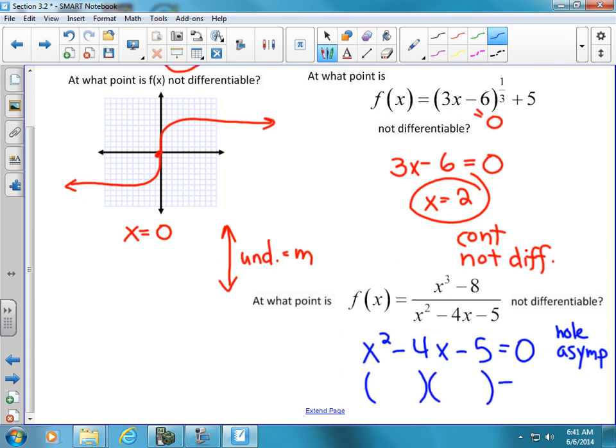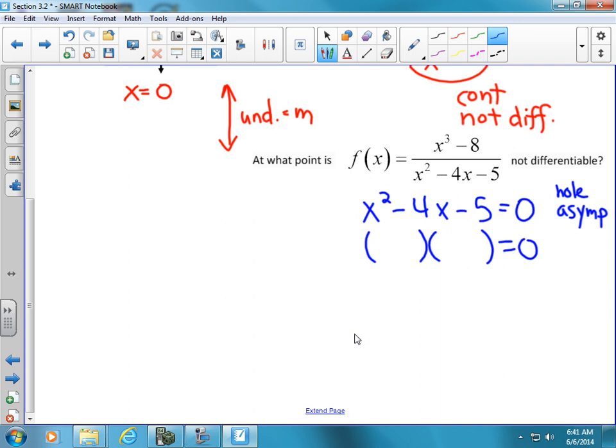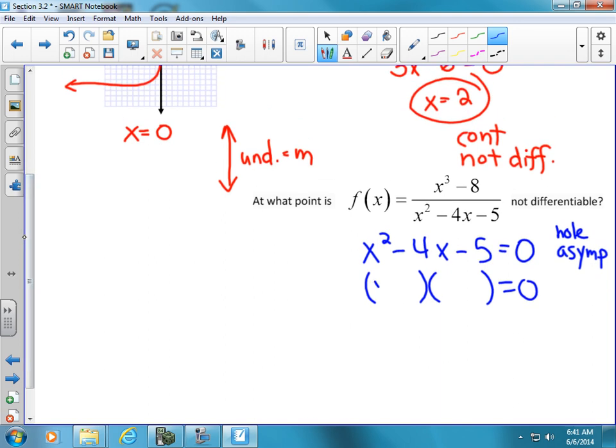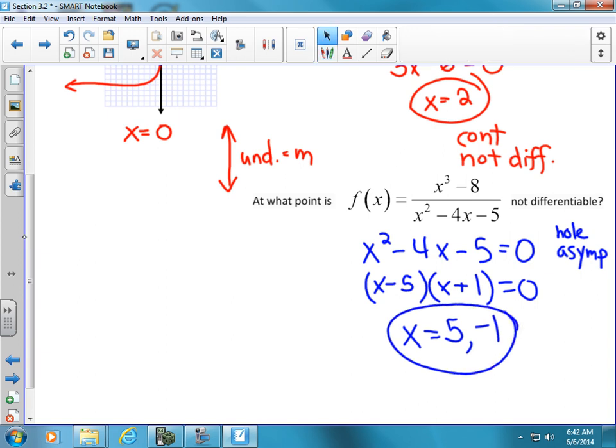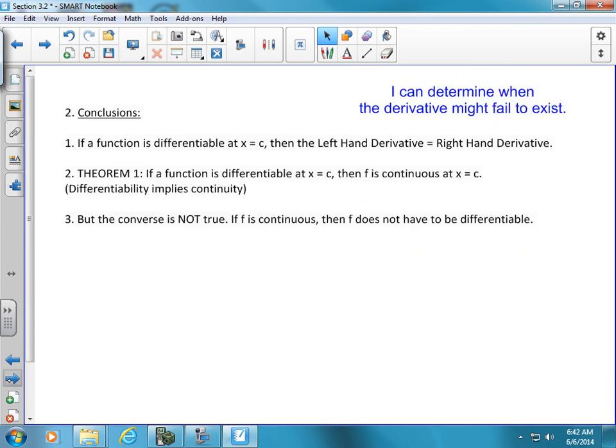In order to find the places where this is not differentiable, you would have to factor and set each of the factors equal to 0. So we have x minus 5, x plus 1, and therefore our 2 points of discontinuity would be at x equals 5 and at x equals negative 1. Wherever that denominator equals 0.